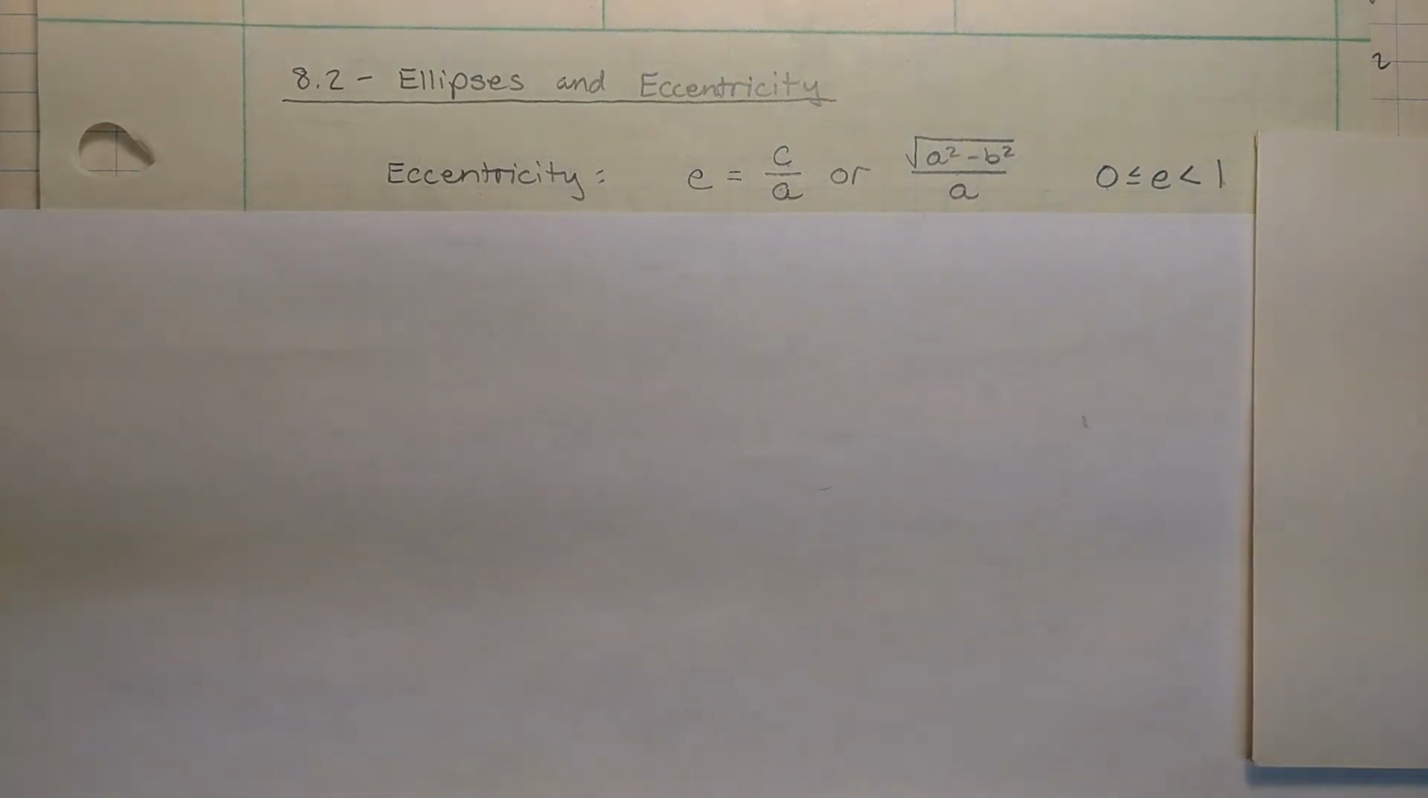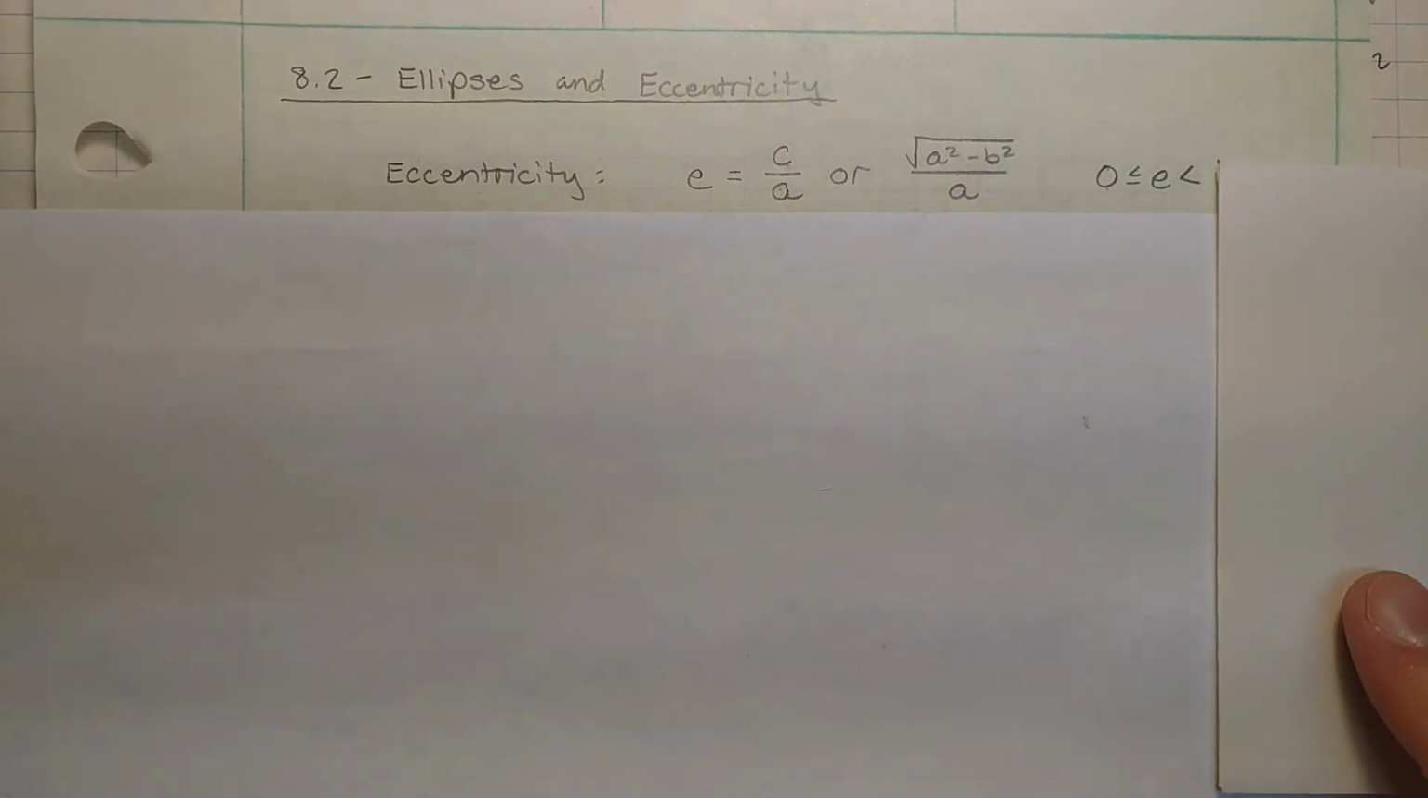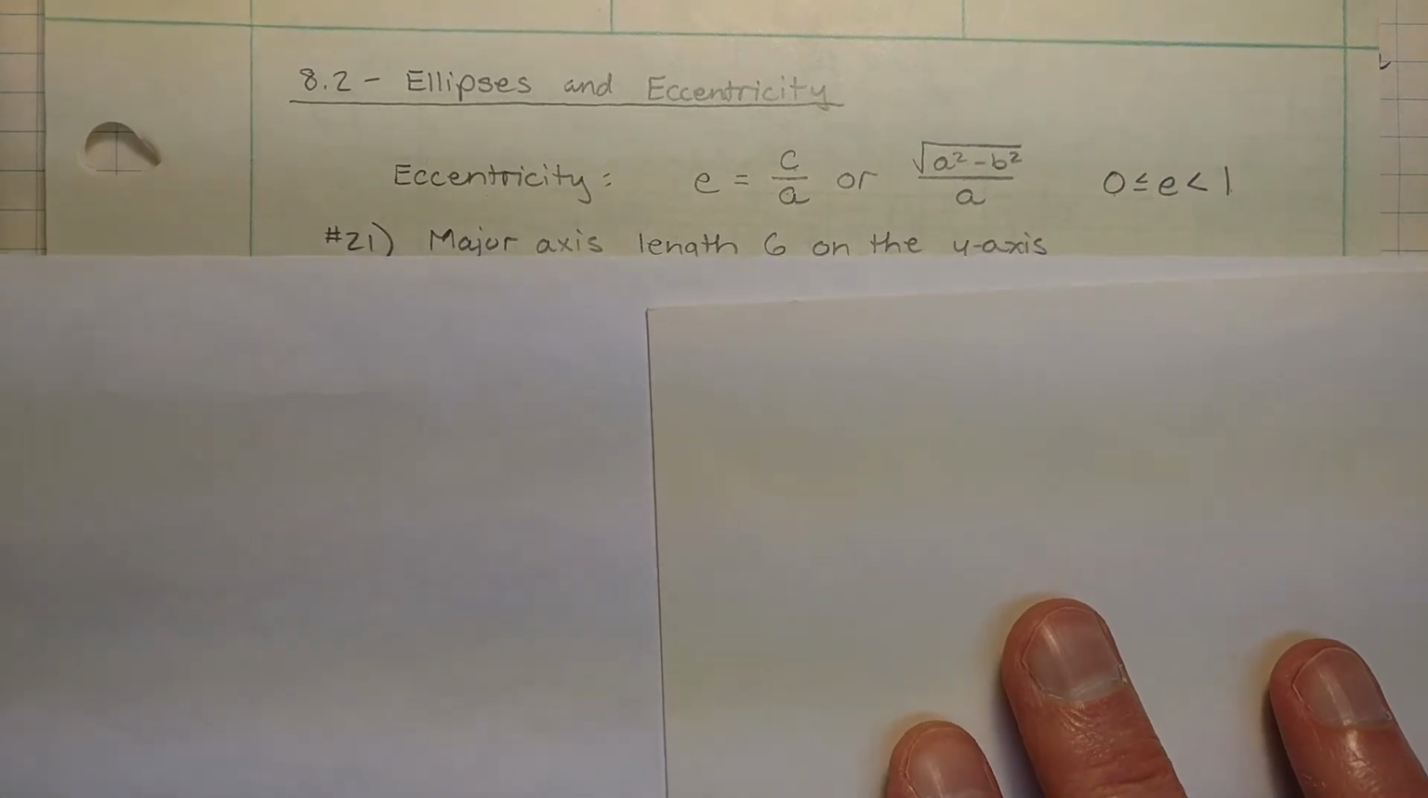So we can think of it like that. The eccentricity is going to be between 0 and 1. If it's 0, it's a perfect circle. The closer it gets to 1, the more eccentric it becomes and the more oblong it becomes. So let's look at how we apply that.